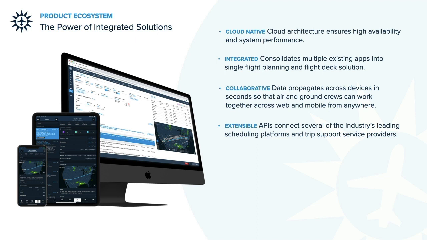ForeFlight is extensible, and this is another very important aspect of dispatch: the APIs that integrate scheduling systems and trip support providers in various different ways. This is a crucial capability that allows us to integrate with external parties. We publish our APIs, so anyone with a scheduling system or a trip support integration can go and check those out and see what they need to implement to support that integration with us.